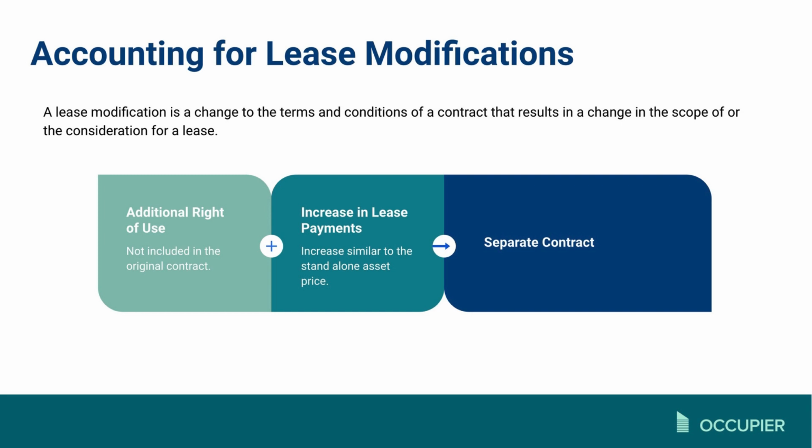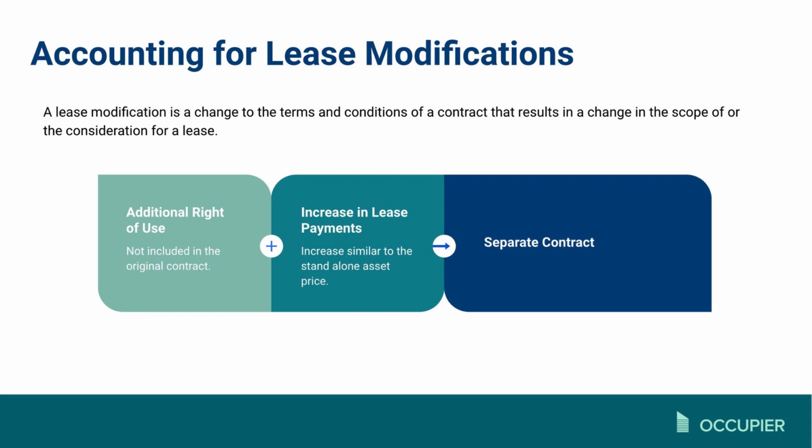But one important distinction, there's a fork in the road for whether or not a modification should be treated under modification guidance or as a completely separate contract under 842 and get its own amortization schedules. Those two factors that make it a completely separate contract are if that modification provides you an additional right of use that was not included in the original contract, and if there's an increase in lease payments that is similar to that standalone asset price that you just got access to.